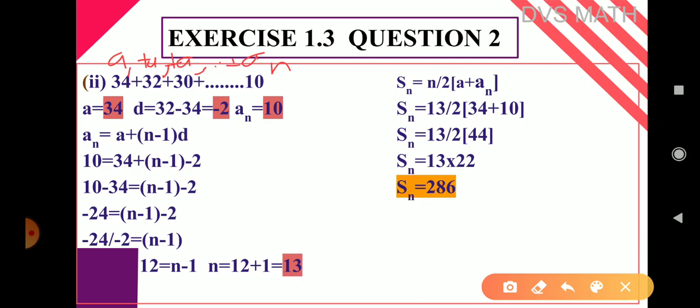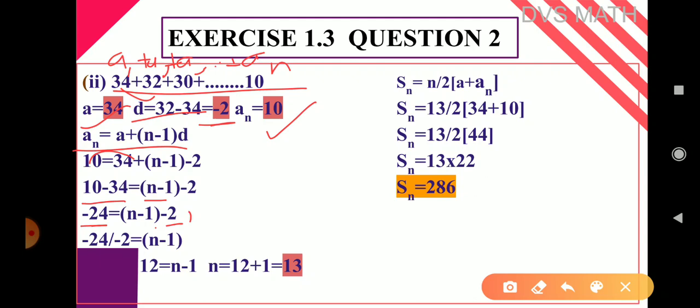So now, using this, let us write a equals 34. d is 32 minus 34, it is minus 2. an is 10. So again, nth term formula: an is 10, a is 34, n minus 1, d is minus 2. Let us take 34 this side, it became minus 34, n minus 1 into minus 2. 10 minus 34 is minus 24, n minus 1 into minus 2.